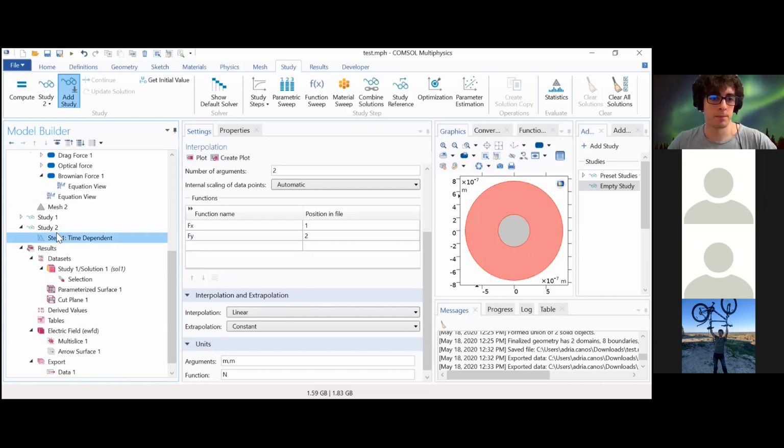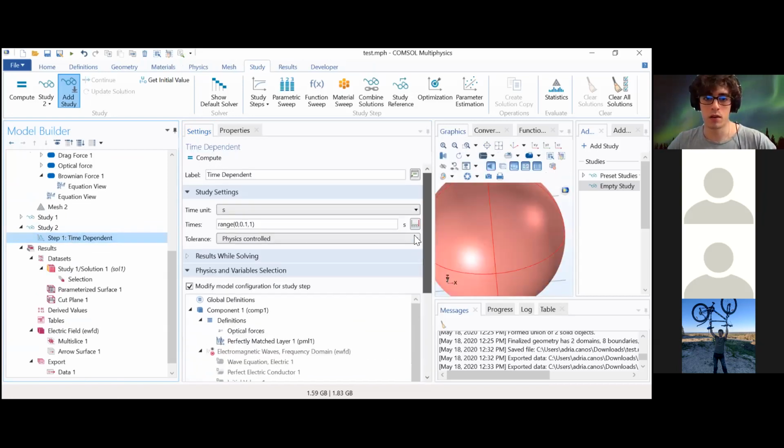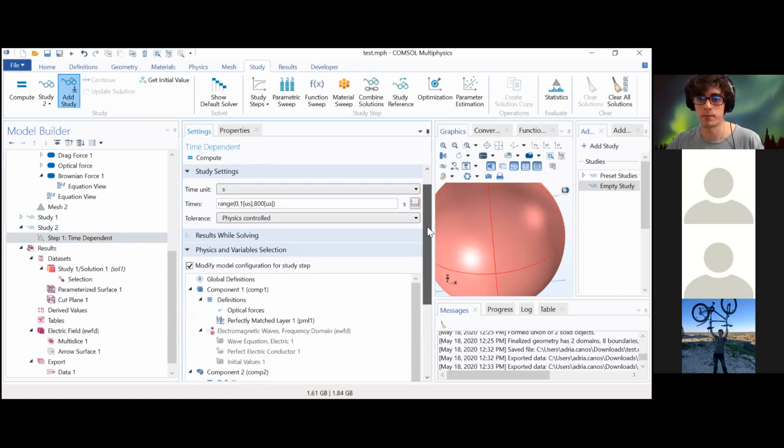So now I will add a range of times. In this case, since I already did some testing, I know that the best is to consider a range between 0 and 800 microseconds, because the forces are actually quite intense and they make things rotate very fast.